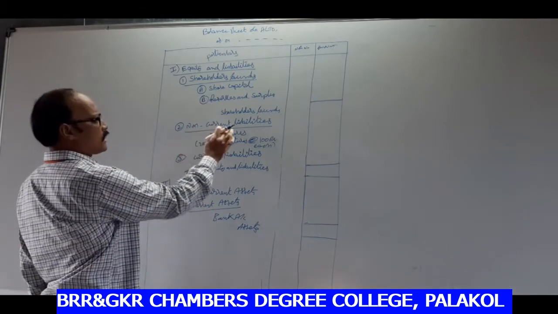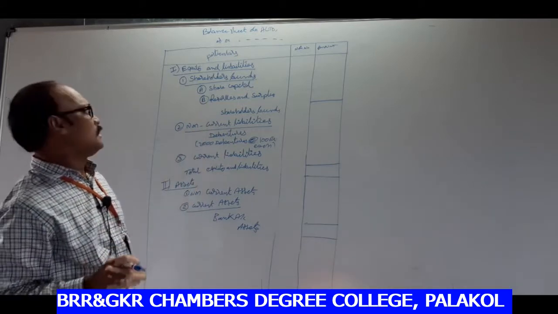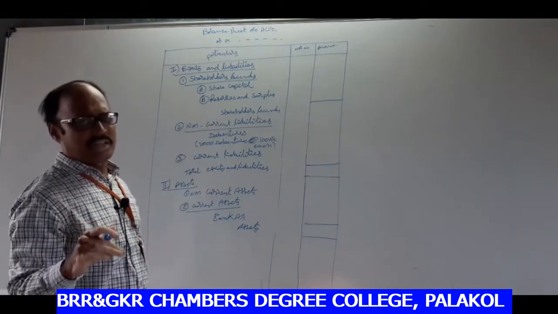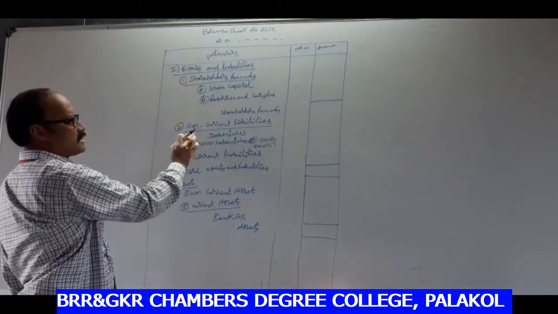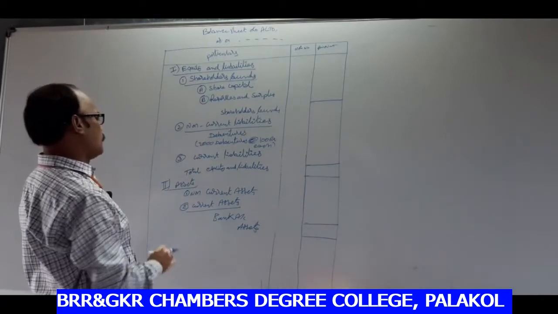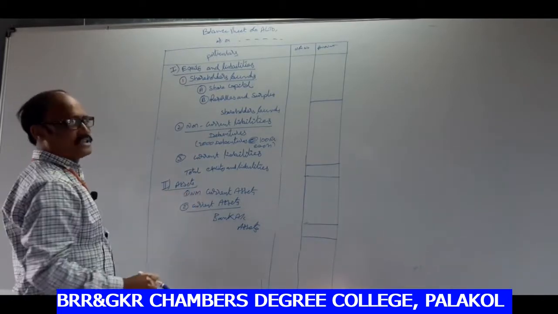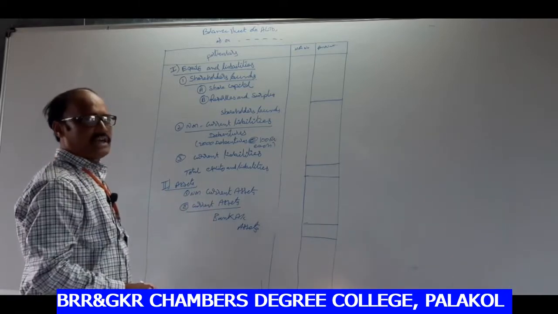Next one, non-current liabilities. Next one, current liabilities. That means liabilities are categorized in 3 parts: one is shareholders funds, second one is non-current liabilities, third one is current liabilities. Next, assets. Assets are categorized in 2 parts: one is non-current assets, second one is current assets.